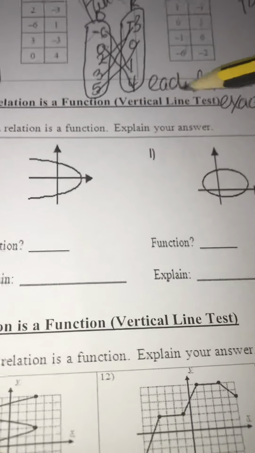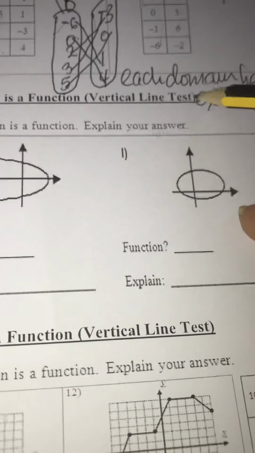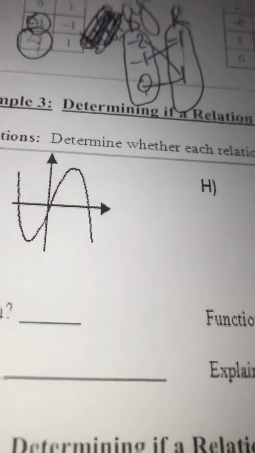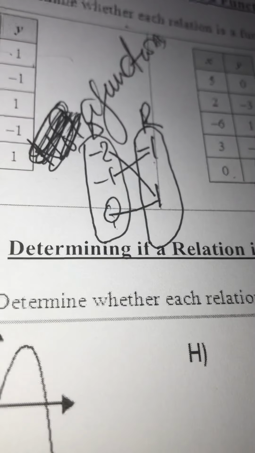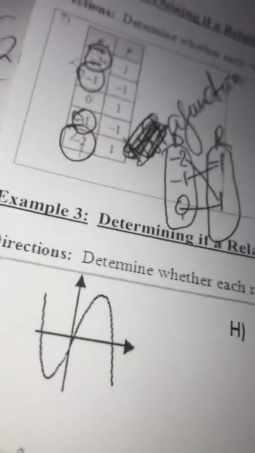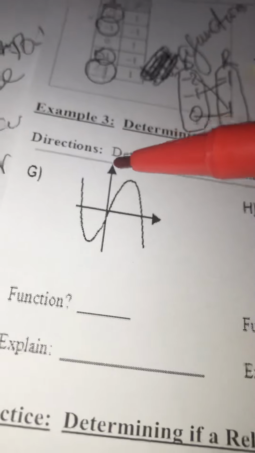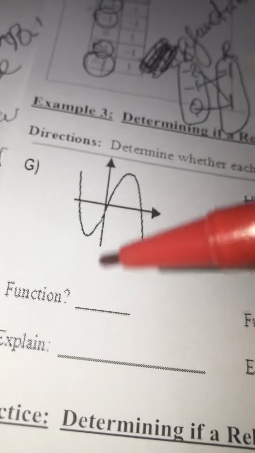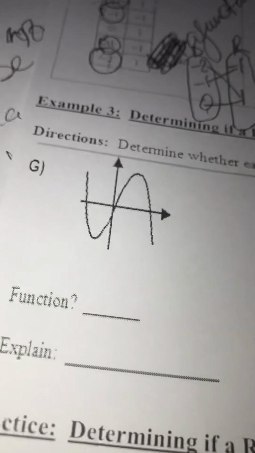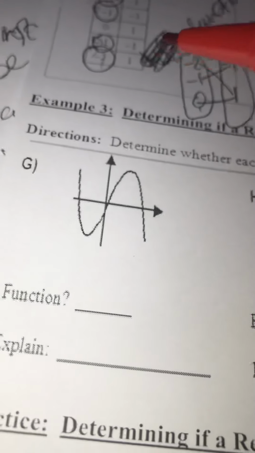Here I've been asked to determine whether the relation is a function by doing the vertical line test. Let me get a red marker. The vertical line test means I need to draw a vertical line. If it touches 2 times, it is not a function. If it touches 1 time, it is a function.